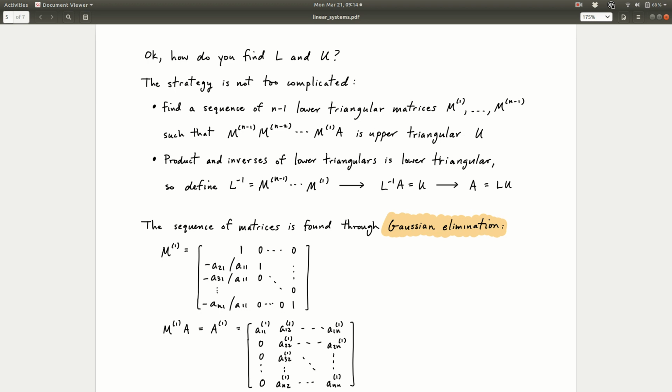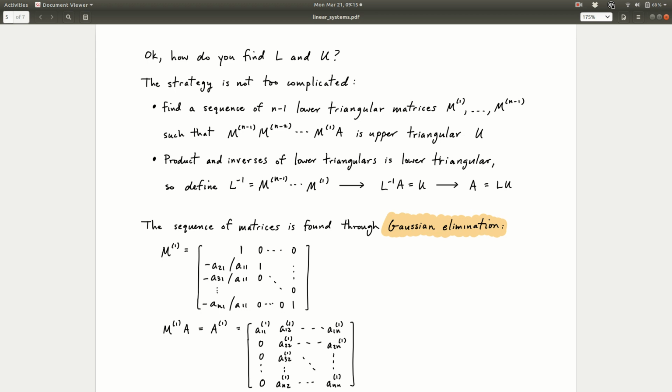And we know that the product of lower triangular matrices is lower triangular, and also the inverse of lower triangular matrices are lower triangular. I'm not proving that to you, but we'll just take that as true. We define L inverse to be this product, M(n-1), all multiplied down to M1, which is this set of matrices. Then we have L inverse A equals U. And if we just multiply on the left by L, we get A equals LU.